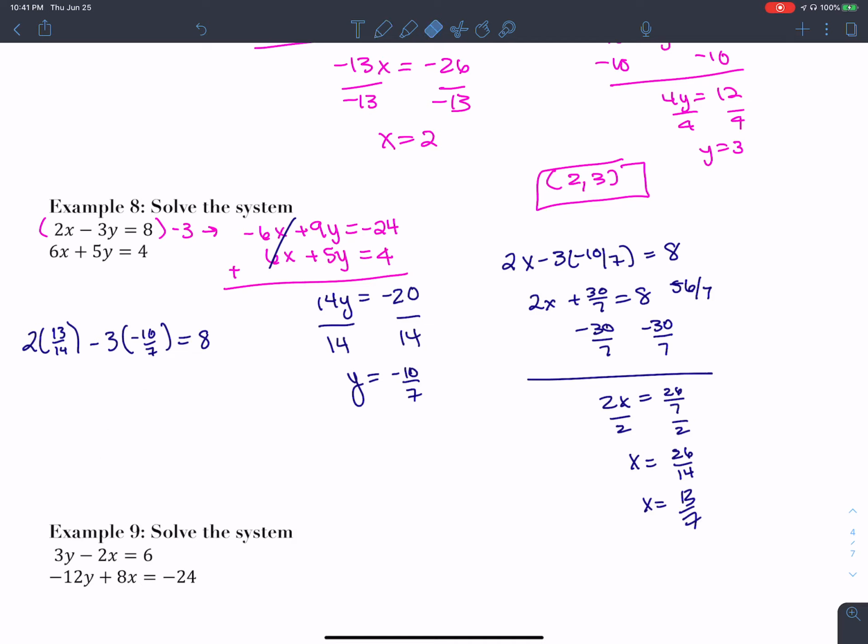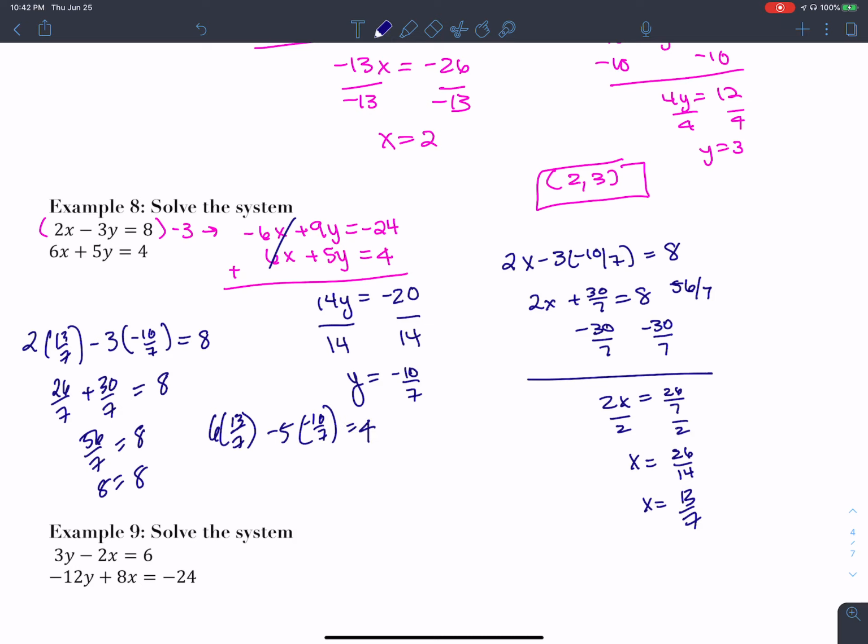So let's see if that's right. It should be 13 over 7. 2 times 13 over 7. So 26 over 7 plus 30 over 7 is equal to 8. So I get 56 over 7. So 8 equals 8. Then you want to check the other one. 6 times 13 over 7 minus 5 times negative 10 over 7 needs to equal 4.